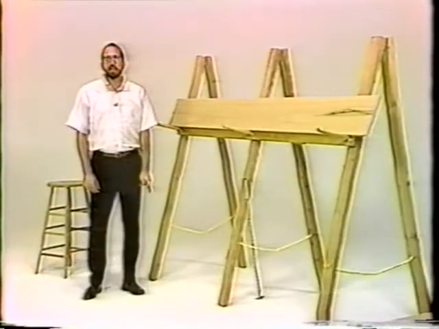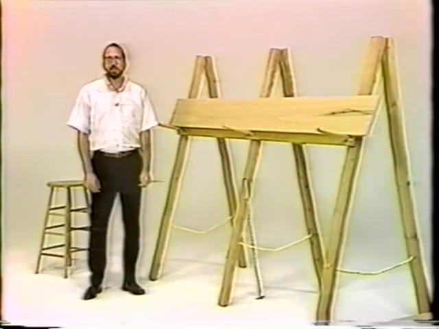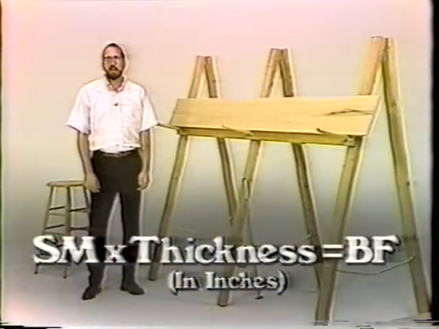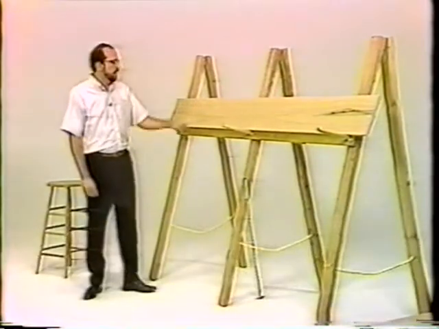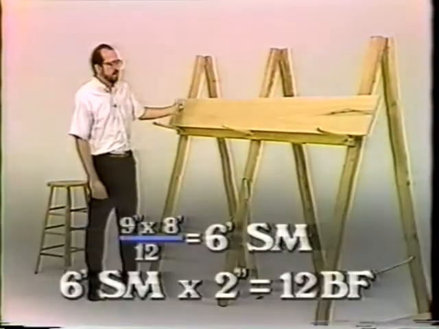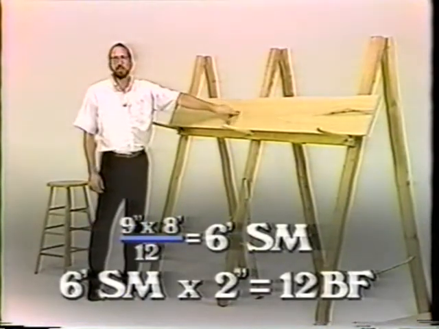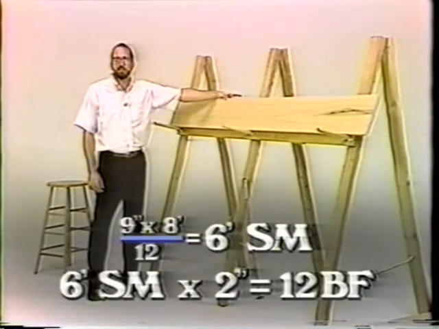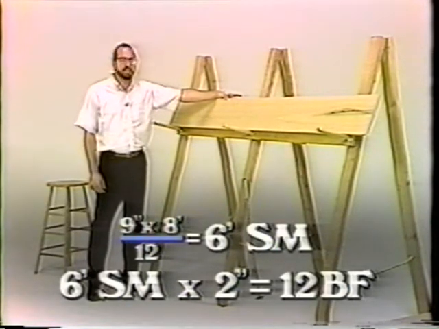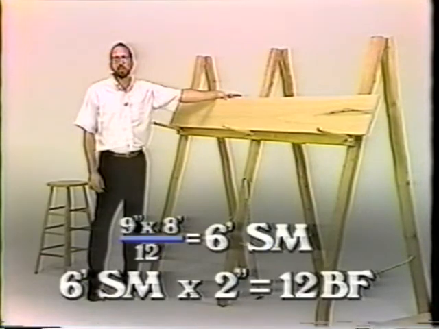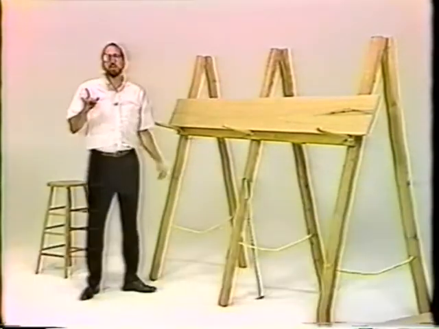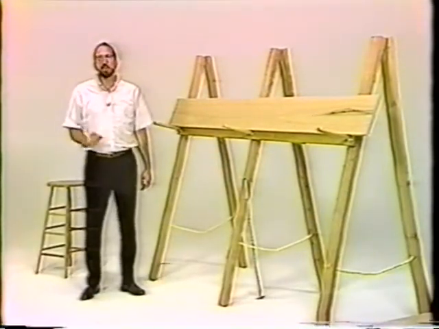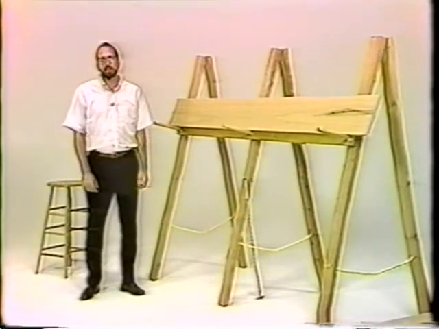If the lumber you are grading is thicker than 1 inch, the surface measure remains the same, but to calculate board feet, you multiply the surface measure times the thickness in inches. For example, our board that is 9 inches wide by 8 foot long has a 6 foot surface measure. If our board were 2 inches thick, we would multiply our surface measure of 6 times our thickness of 2 inches, which would give us 12 board feet. Remember, the grade is based on the surface measure of the board, not the board foot measure.